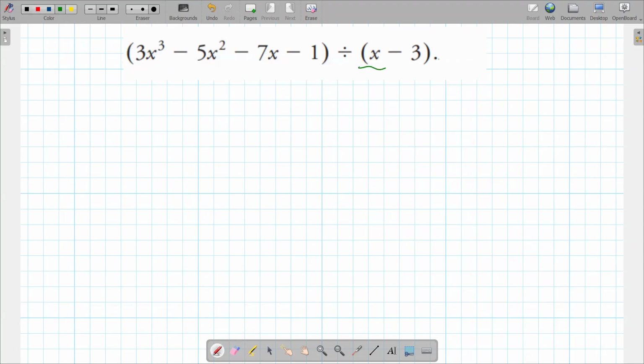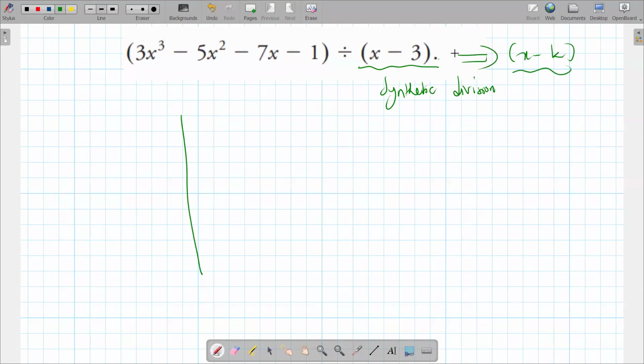If the divisor is linear, what you can do is instead of doing long division, you can do synthetic division. But again, remember, this only works if the divisor is linear. If it's quadratic, then you have to do long division. So here's how you set up synthetic division. X minus 3, okay, you're going to compare it with x minus k. The k is your divisor. What's the k value here?